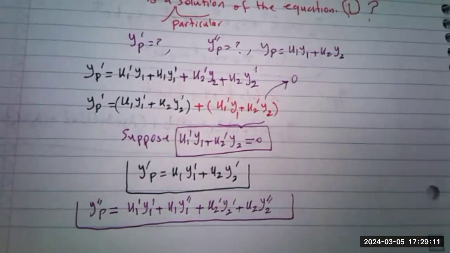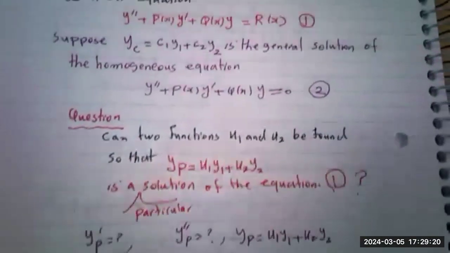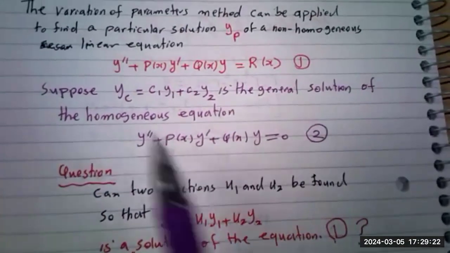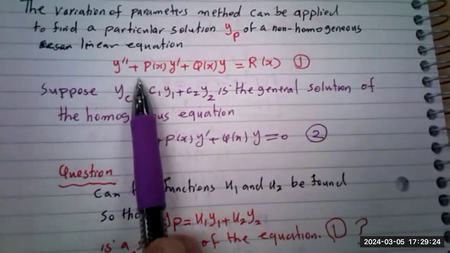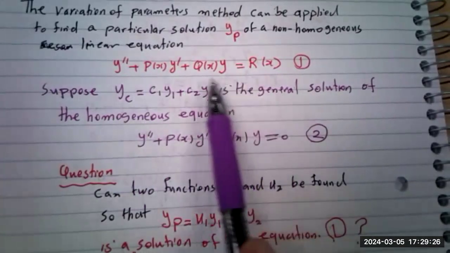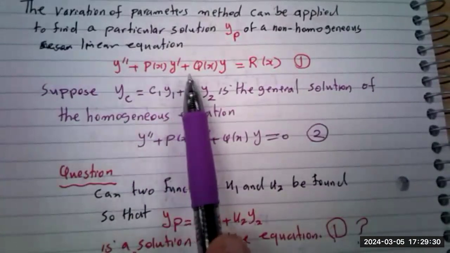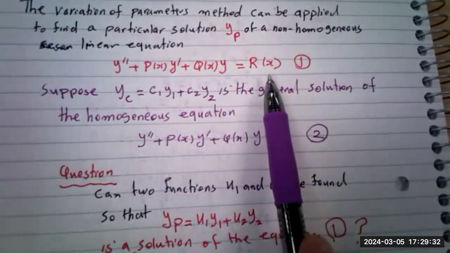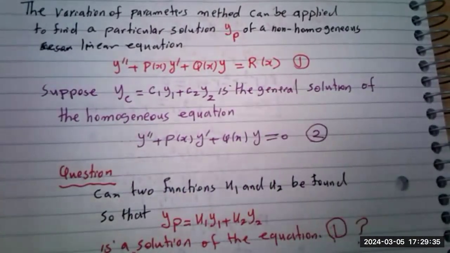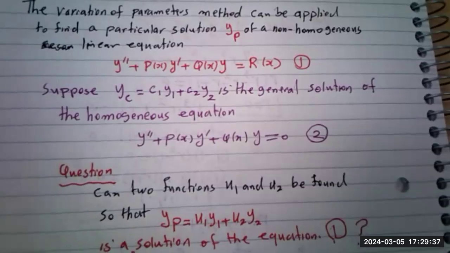Go to the non-homogeneous equation. You want the yp to be the solution. You substitute. This is equation number 1. Since yp is the solution of this equation, yp should satisfy this equation. So yp, y prime, and y double prime, when you substitute, must satisfy it. Then we can find that equation.